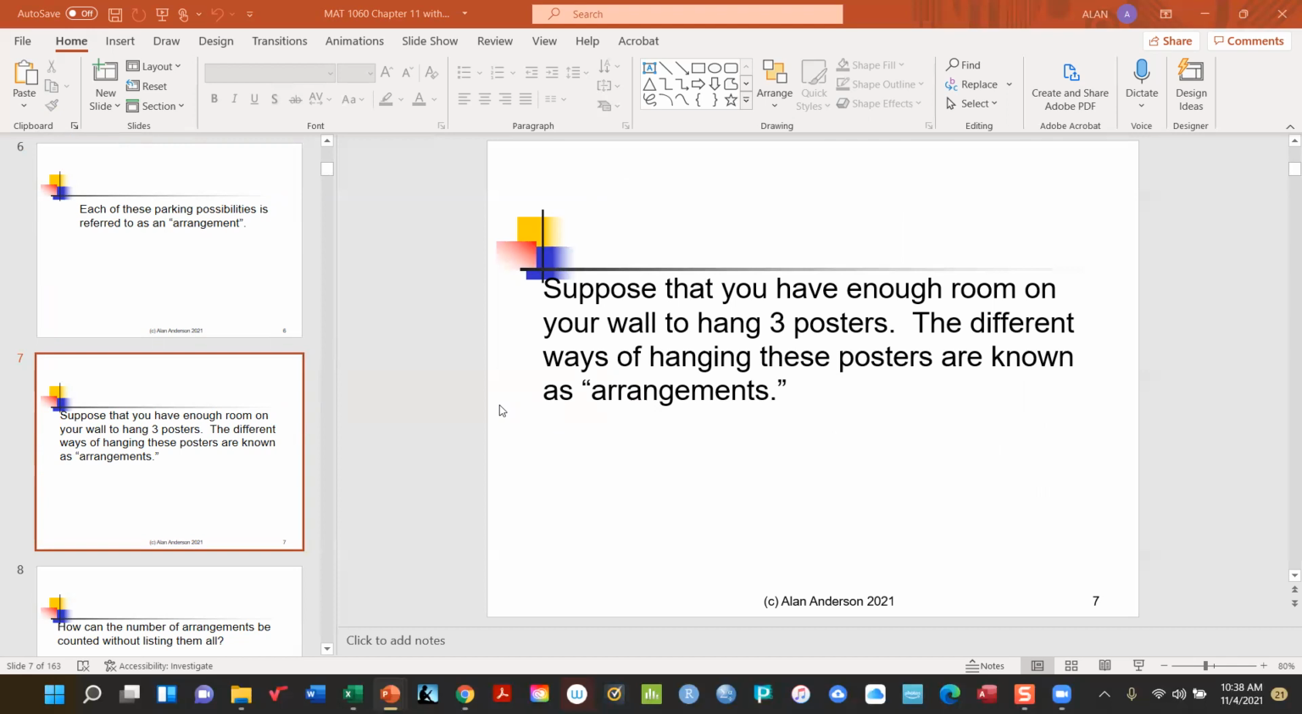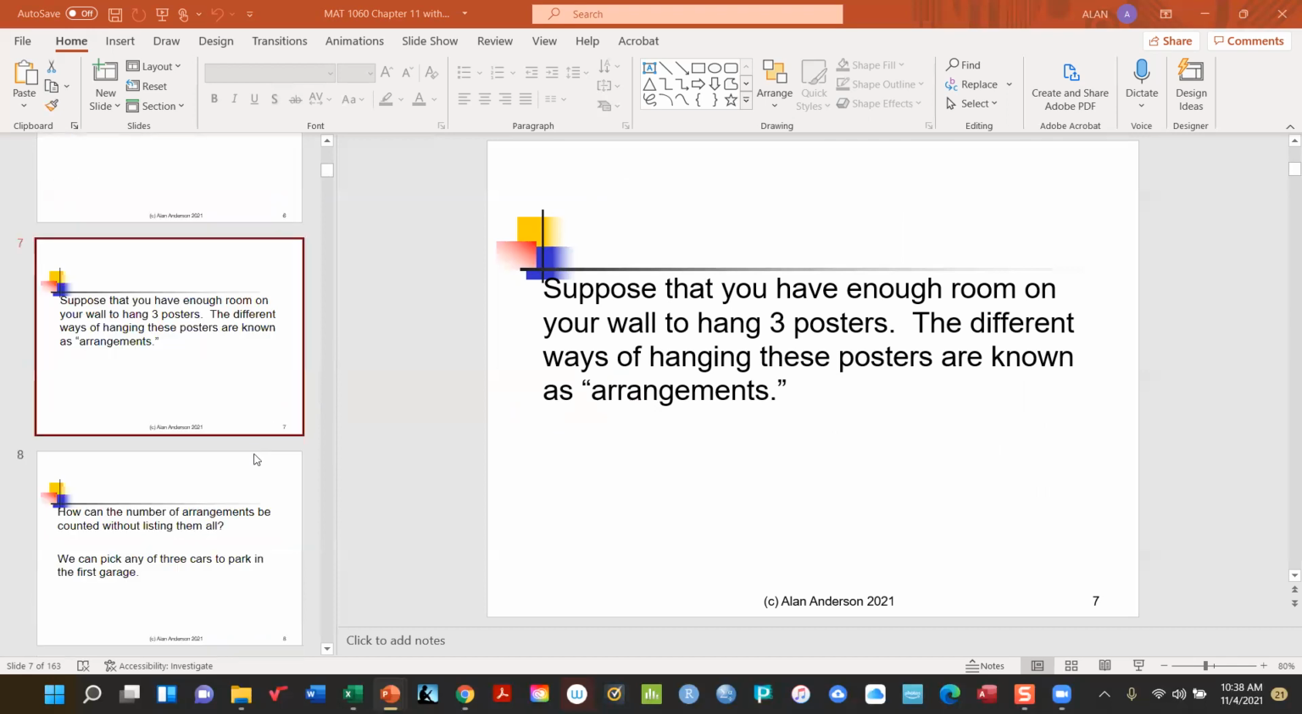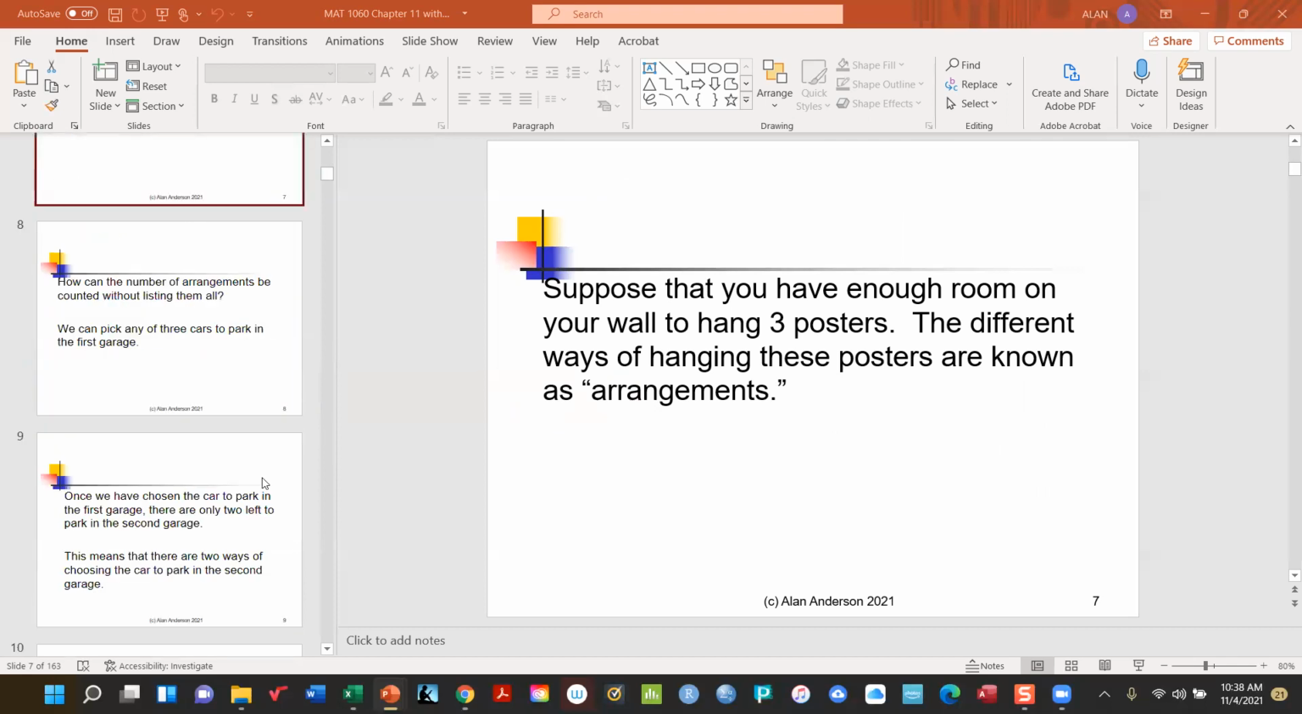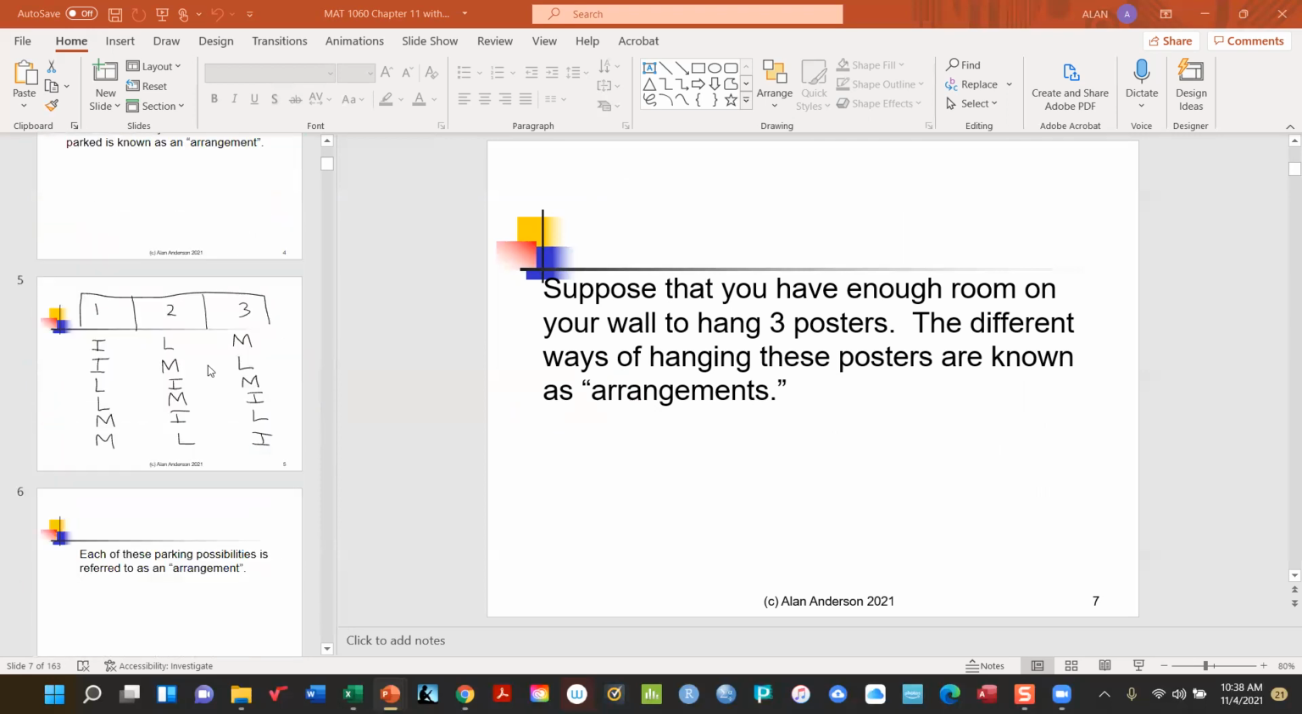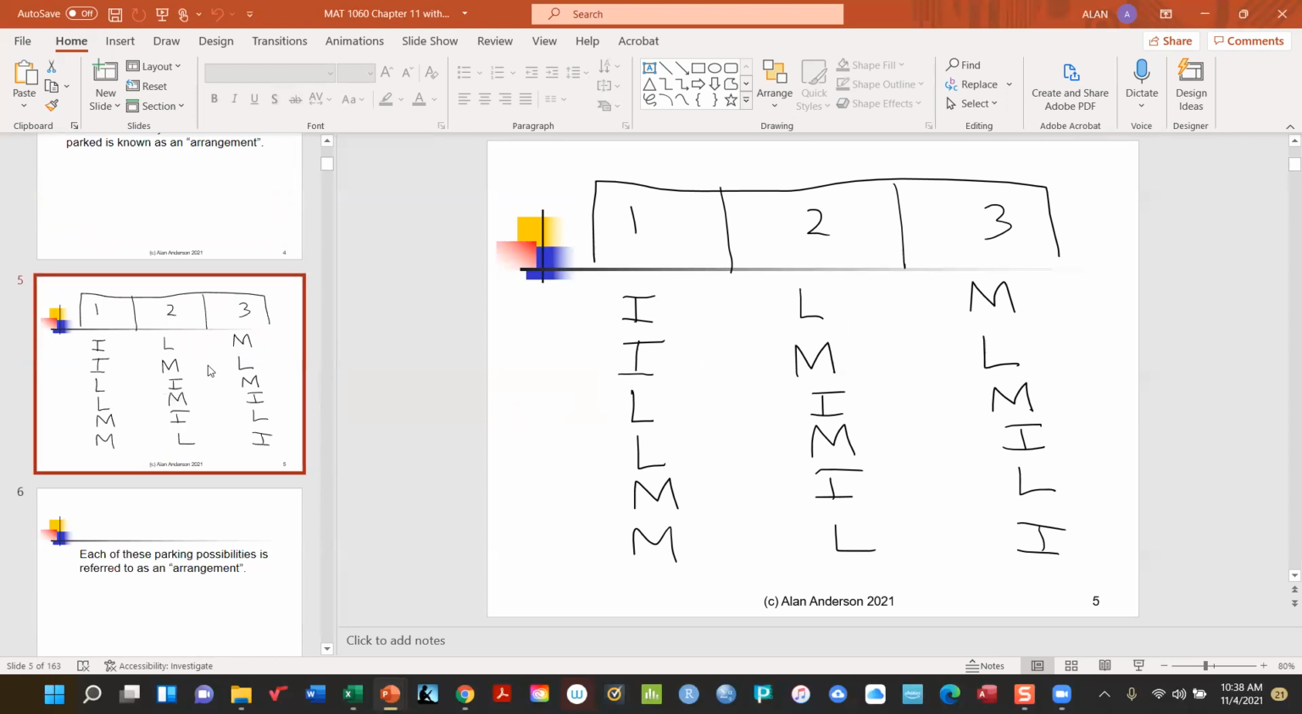If you have 3 posters and you want to hang them up on your wall from left to right, how many different ways can we do this? Well, with 3 posters or 3 cars, it doesn't matter. There's altogether 6 different ways of hanging them. Now, we finally saw the exact reason for this.